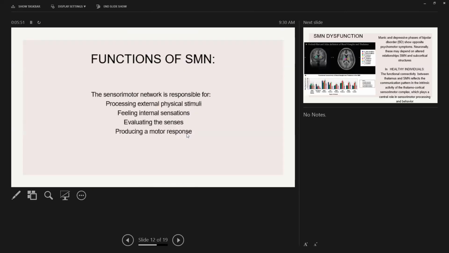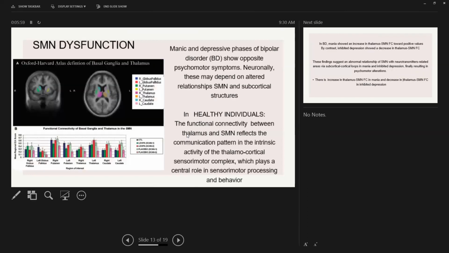The functions of sensorimotor network are processing external physical stimuli, feeling the internal sensation, evaluating the senses, and producing a motor response. Sensorimotor network dysfunction. Mania and depressive phases of bipolar disorder show opposite psychomotor symptoms. Neurally, these may depend on altered relationship between the sensorimotor network and the subcortical structures. In healthy individuals, the functional connectivity between the thalamus and the sensorimotor network reflects the communication pattern in the intrinsic activity of the thalamocortical sensorimotor complex, which plays a central role in sensorimotor processing and behavior.